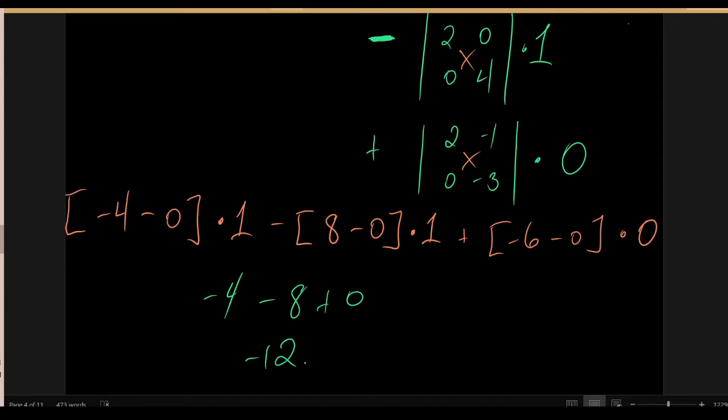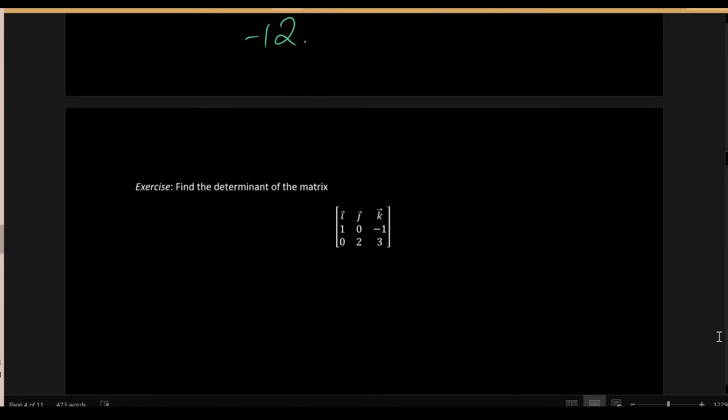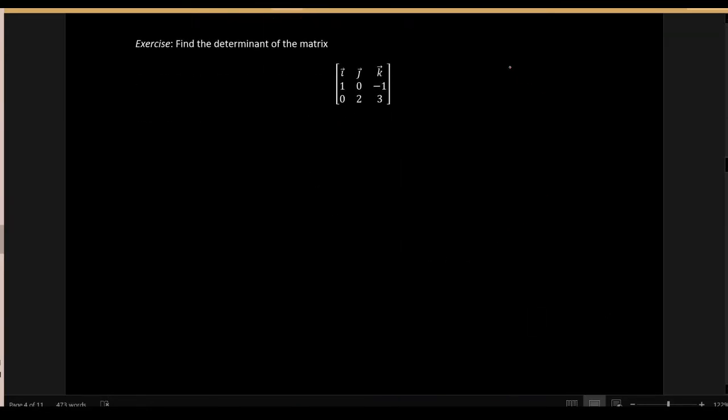Yes, this really is what it takes to calculate a 3 by 3 matrix determinant by hand. It's quite labor intensive. Let's practice finding the determinant of this matrix, and this is the kind of matrix that we will really need for our purposes today. The matrix with the vectors i, j, k in the first row. So, to calculate the determinant of this matrix, i, j, k, 1, 0, negative 1, 0, 2, 3.